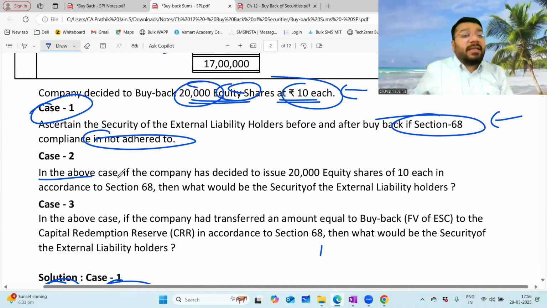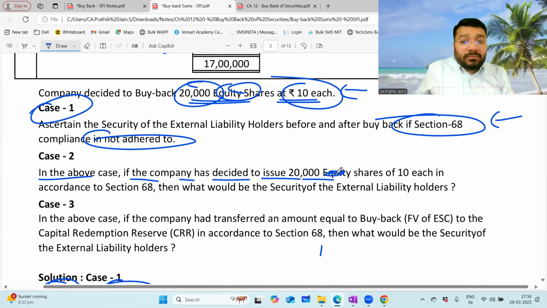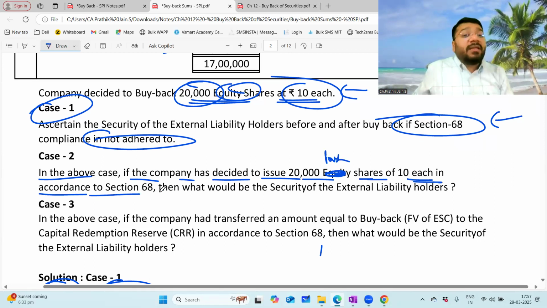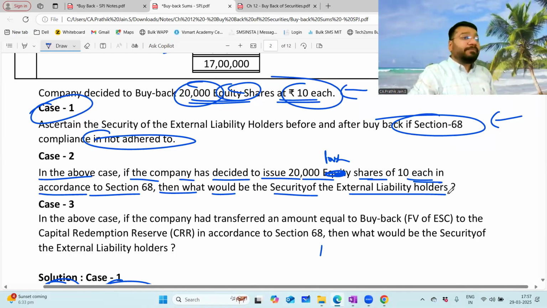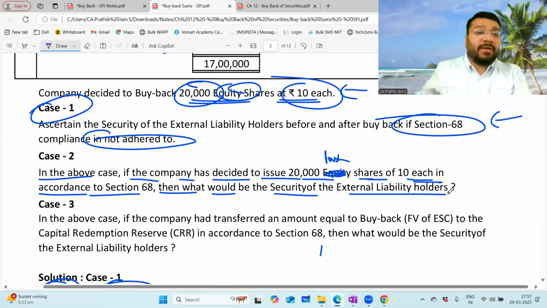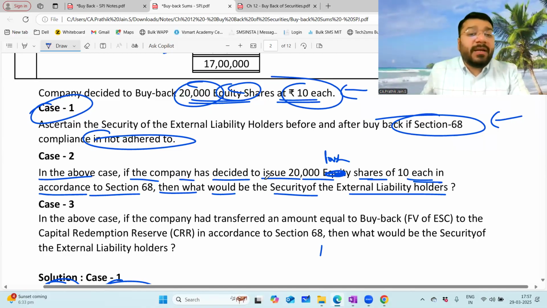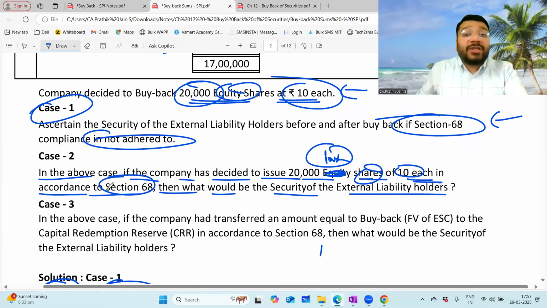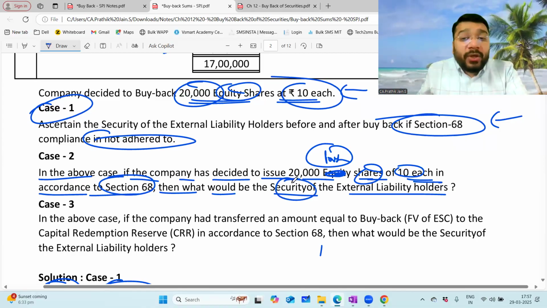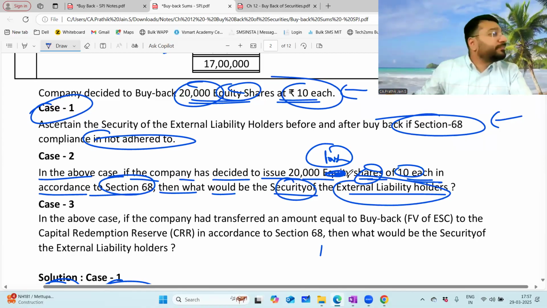Now, case 2 says that in the above case, if the company has decided to issue 20,000 not equity shares, but preference shares of 10 each in accordance with Section 68, then what would be the security of the external liability holders? Let us have a look at it. Once again, in case 2, if the company decides to issue 20,000 preference shares of 10 each, as per Section 68, then tell me what is the revised balance sheet, and as per the revised balance sheet, you have to tell me what is the security of the external liability holders. Am I loud and clear?